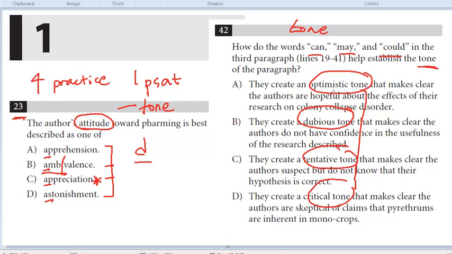They're asking you, do you know optimistic, dubious, tentative, critical? And then read the rest of the sentence with it. That's it. That's all you have to do. Optimistic, dubious, you probably know. Tentative is probably the one that you don't know. Tentative means he's not sure. He's not being absolute about something.